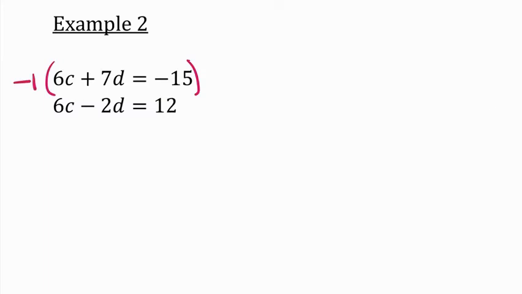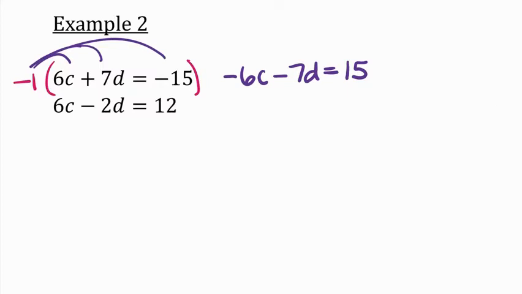So I'm going to take one of the equations and multiply it by -1. Okay, so then if I do that, I end up with -6C minus 7D equals a positive 15, if I distribute that -1 to all of those terms inside there, right? And then our bottom equation would stay the same. This is doing a transformation, right?